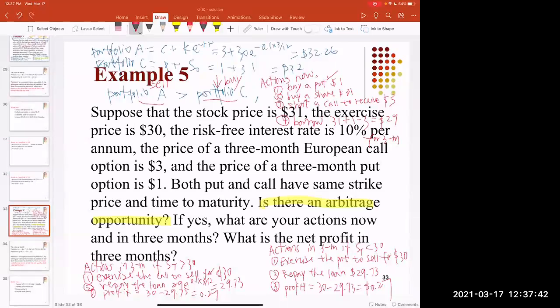If you buy the portfolio, you take the long position on all the securities. If you sell the portfolio, you take a short position. Okay, so that's pretty easy as long as you understand that. There's no way to memorize. You really need to understand. Okay.